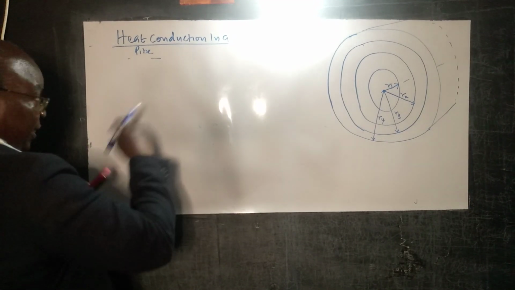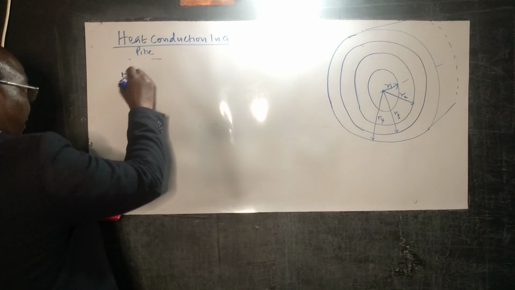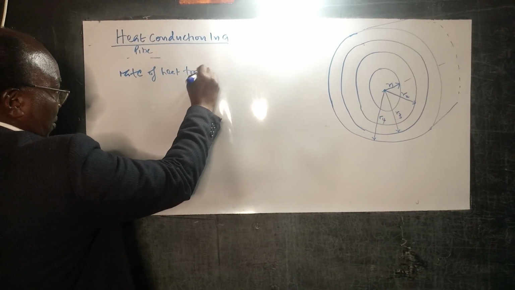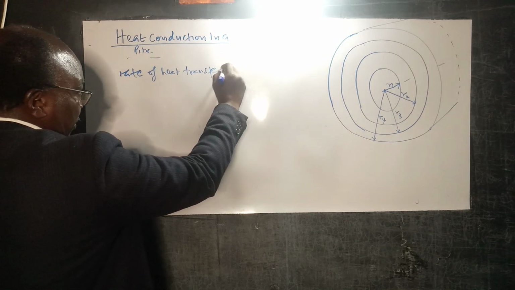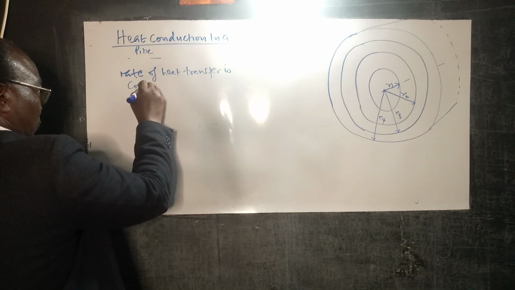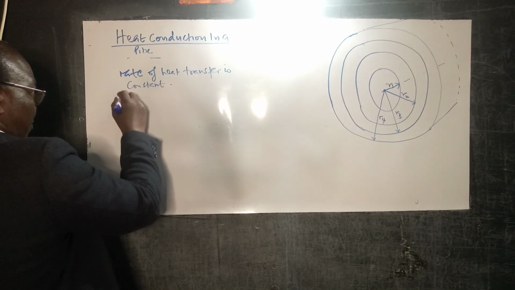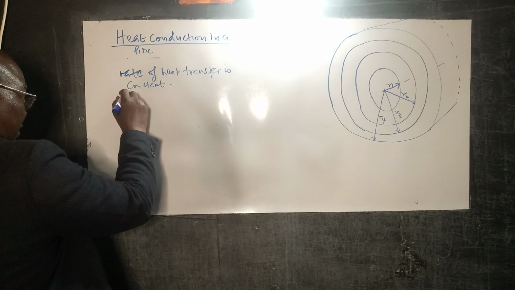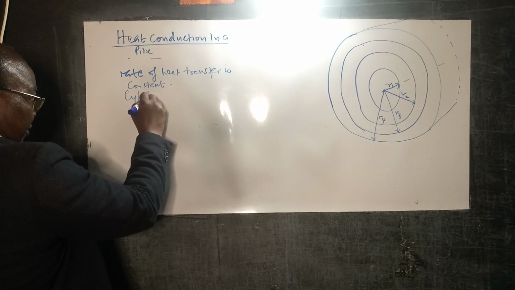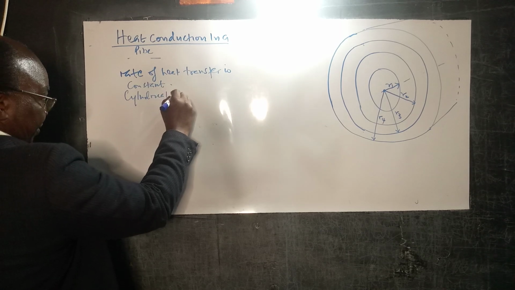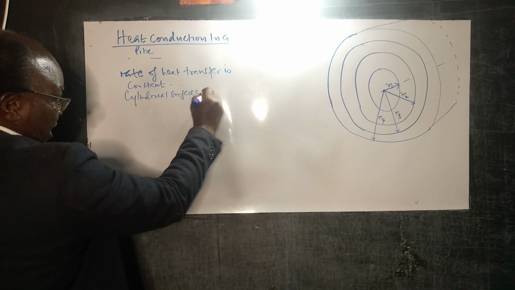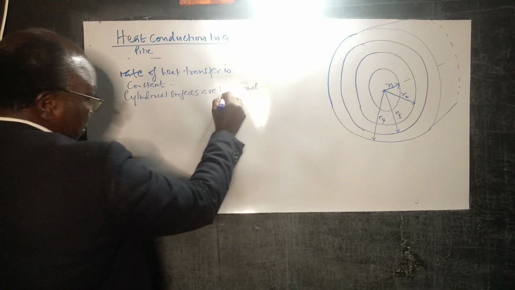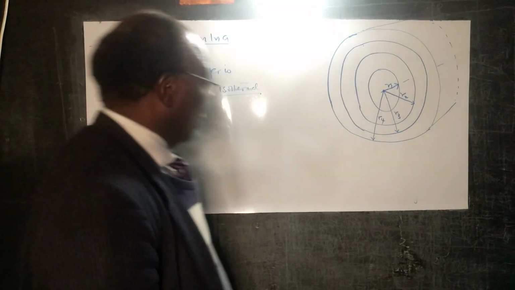We are saying that the rate of heat transfer is constant, and we are assuming that the cylindrical surfaces are isothermal. Very important for us to note that.